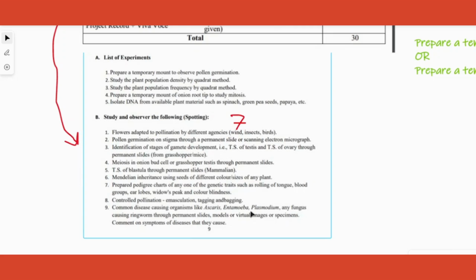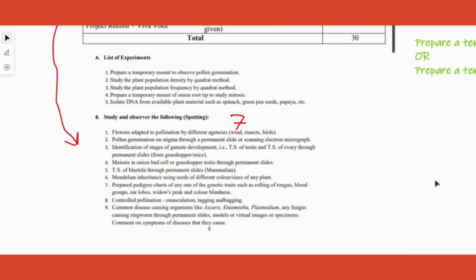Next one, controlled pollination, emasculation, bagging, tagging. Easiest one. If you find one plant with a tiny plastic cover tied around one flower, definitely it is emasculation, bagging, tagging itself. Okay, no doubt. That is again very possible and an easy scoring one.